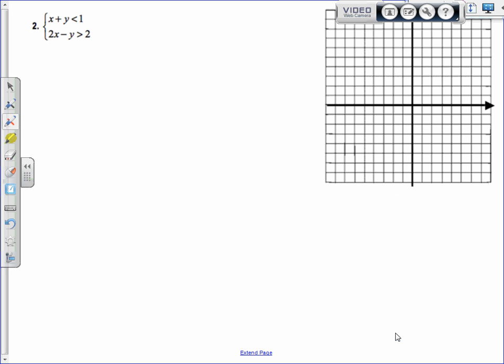All right, next up. I have x plus y is less than 1. I'm going to solve it for y, so y is less than -x plus 1. Your y-intercept is 1 and your slope is -1, so go down 1, right 1, down 1, right 1. It's a dotted line.